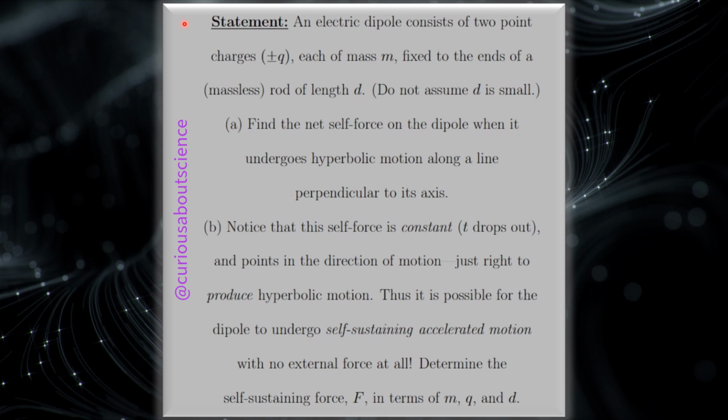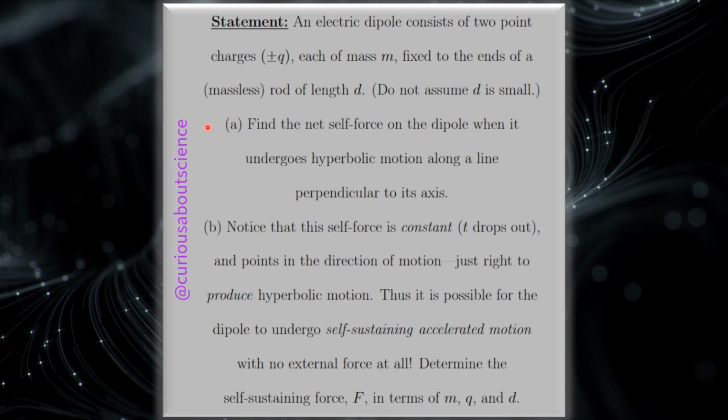The statement reads, an electric dipole consists of 2 point charges, plus or minus q, each of mass m, fixed at the ends of a, quote, massless rod of length d. Do not assume d is small. A, find the net self-force on the dipole when it undergoes hyperbolic motion along a line perpendicular to its axis.